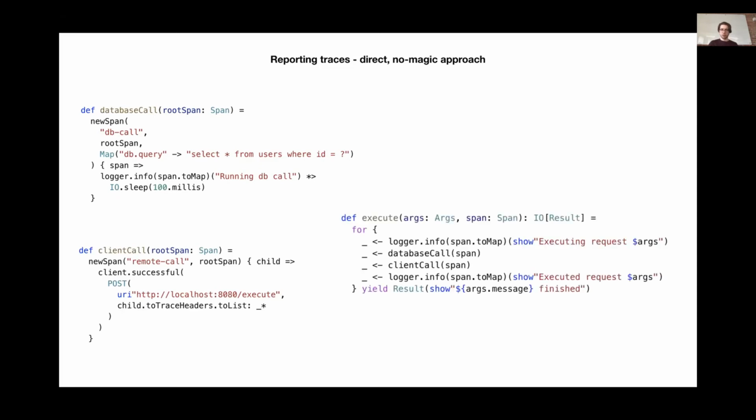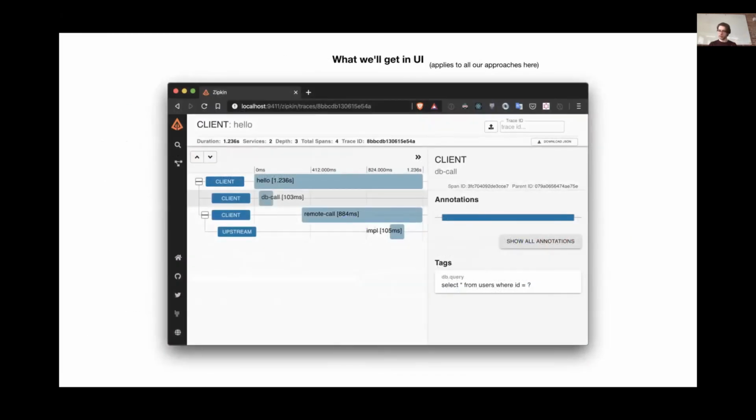All right, and now our main logic function looks like this. We just forward to these two functions and do the logging. Again, we supply the span to the logger as a map so that it gets put into MDC. Okay, and then we can see something like this in Zipkin.